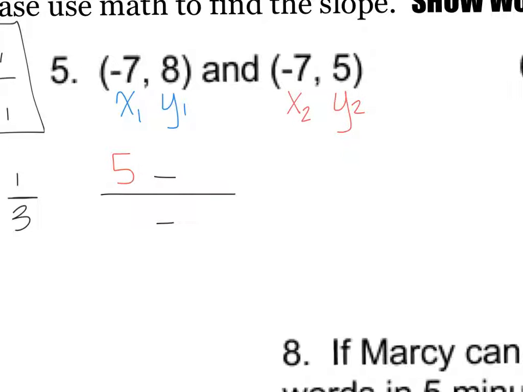5. What is your y1 value? It is 8. Okay, so we have our y2 minus our y1. What is your x2 value? -7. And don't forget, you need to make sure that you have that negative with that 7.